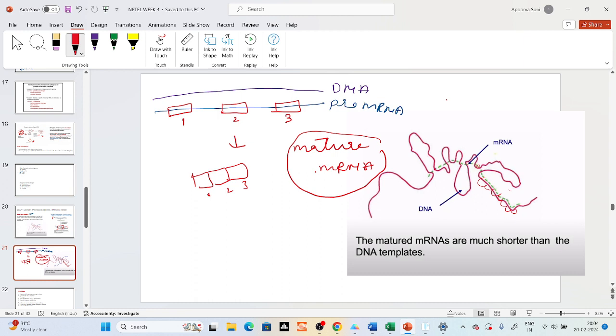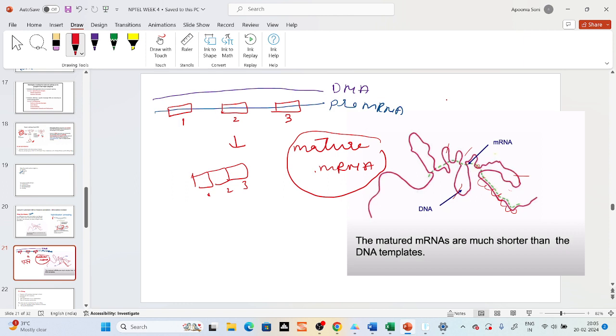That means there were certain loops. This is loop 1, loop 2, loop 3, loop 4. That means these are certain regions which are present in DNA, but they are not present in mRNA. That means when the primary mRNA is getting processed to mature mRNA, these regions are getting removed, because pre-mRNA was able to hybridize completely with the DNA. But when it was converted into mature mRNA, it was not able to hybridize completely. There were some regions that were looped out.